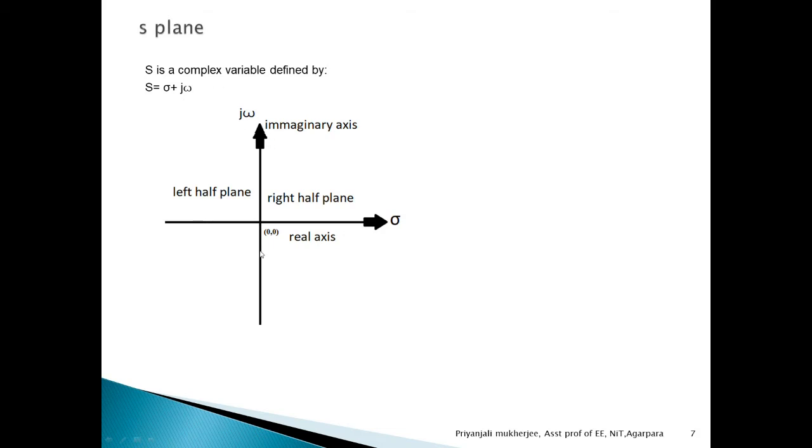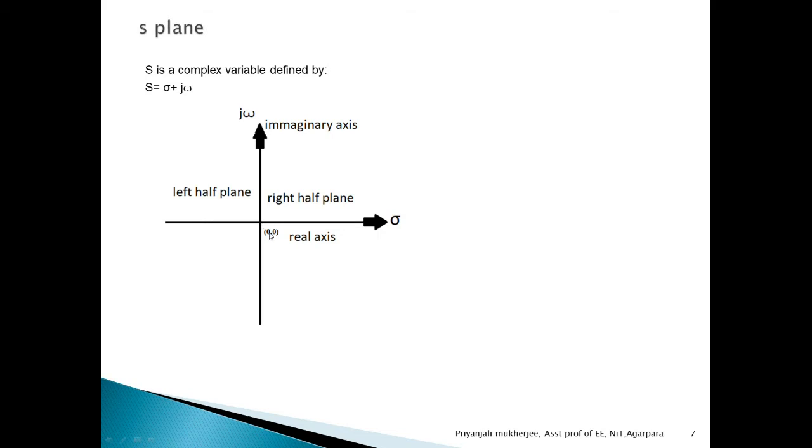Now, consider this plane with the sigma axis and the j omega axis, and this plane is known as the S plane. The horizontal axis of the S plane is known as the real axis, represented by sigma. Here all the imaginary values are 0, so all omega values are 0. So S is equal to sigma on the real axis, and the vertical axis is known as the imaginary axis. This is the j omega axis, and on the j omega axis all the real values are 0. So on this axis, S is equal to only j omega.